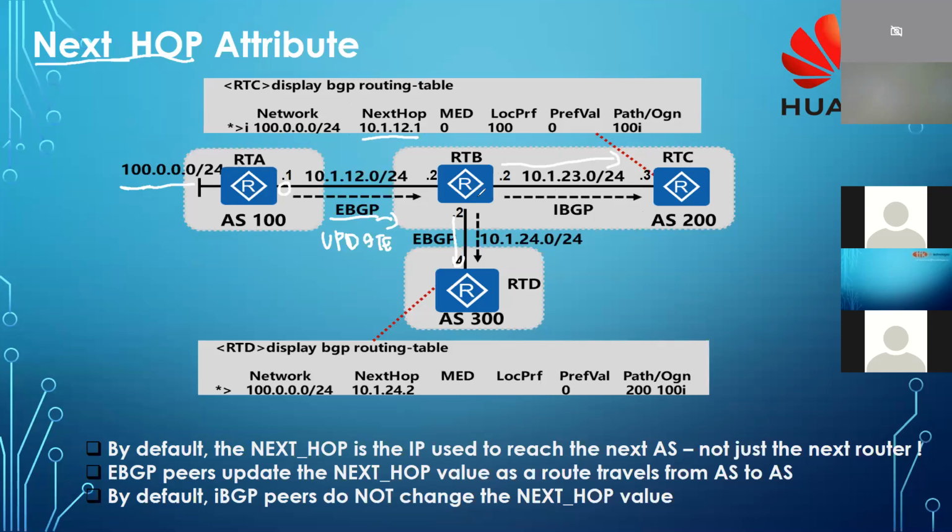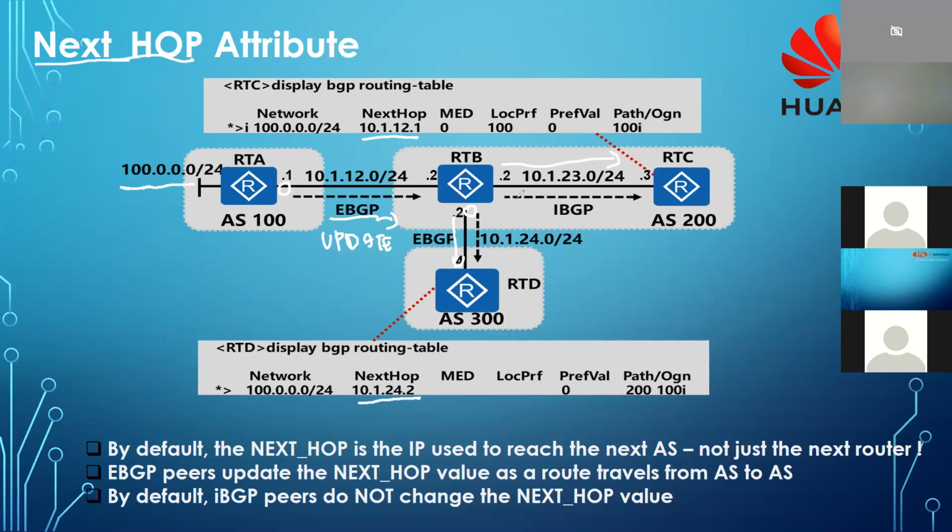When a router sends a route via eBGP, the router will change the next hop. So in this case, when RTB sends an update to RTD, the next hop will be this interface of RTB, because this is the interface that we used in the eBGP relationship. So in RTD, we will see that the next hop is this other IP address. This is the IP address of this interface.